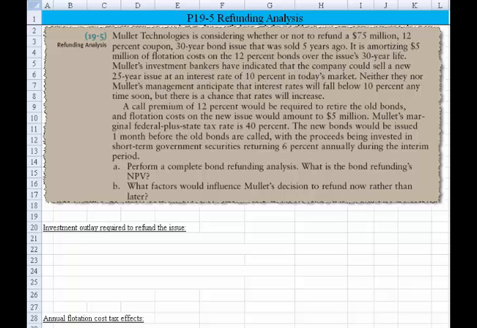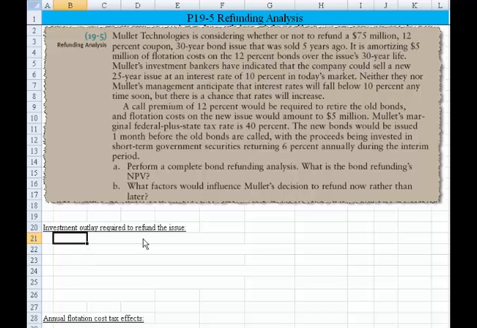Okay, let's take a look at Part A, which asks us to perform a complete bond refunding analysis and determine the bond refunding's net present value. Our first step involves determining the investment outlay required to refund the issue. Since there's a lot of work involved, I've gone ahead and staged this problem to save time for demo purposes.